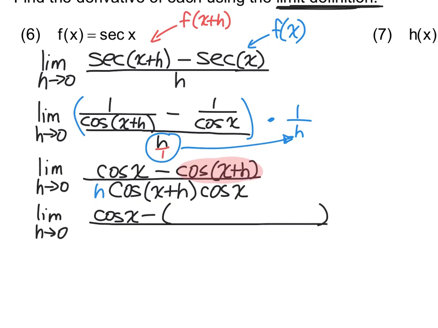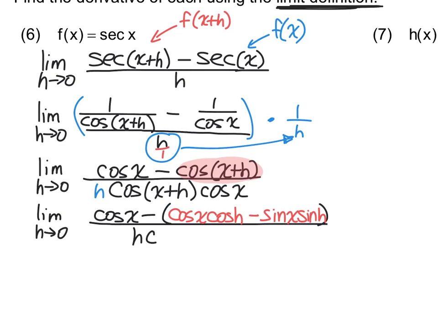Cosine of x plus h is a rule. Two pages prior tells us it's cosine x cosine h minus sine x sine h. The bottom's going to stay put. We're stuck with all that. It's hideous, but we're stuck with it.